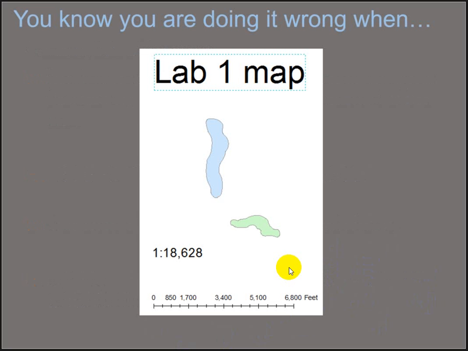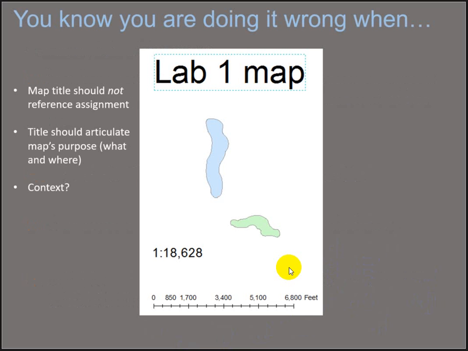You know you're doing it wrong when. Just a brief reminder about how not to make maps. Number one, map titles shouldn't reference the assignment. That's very third grade. Don't do that. Titles should articulate what and where. What's the map's purpose and where is it happening? And provide some context. Also, don't use the word map in your map title. It's also redundant and obvious.